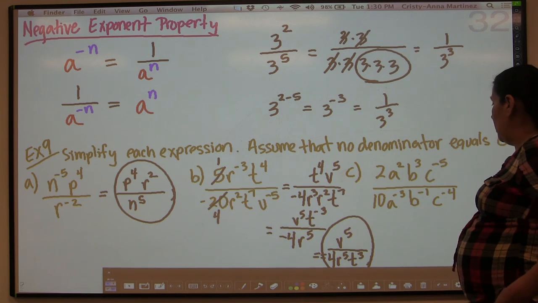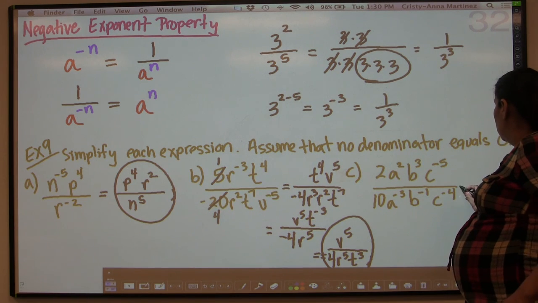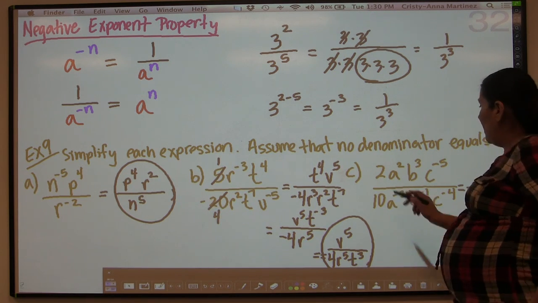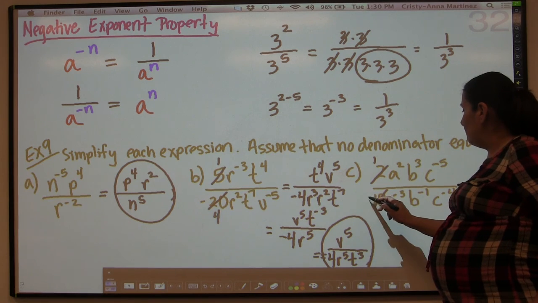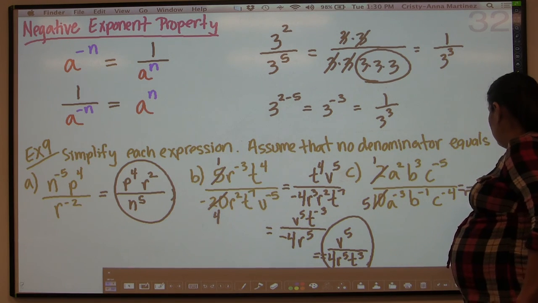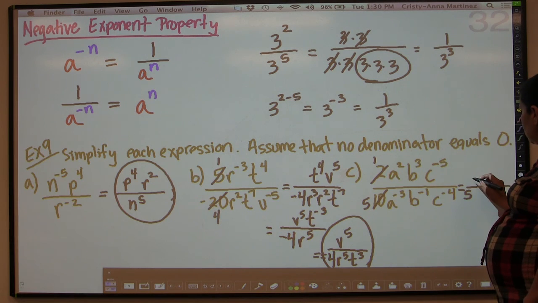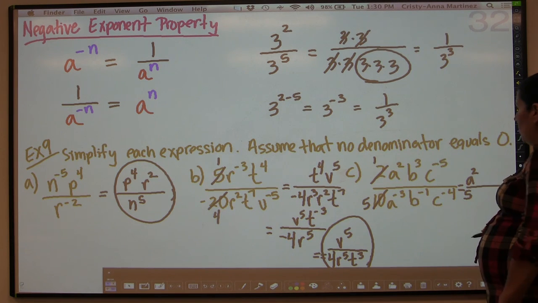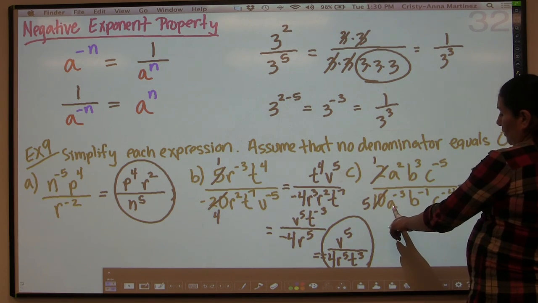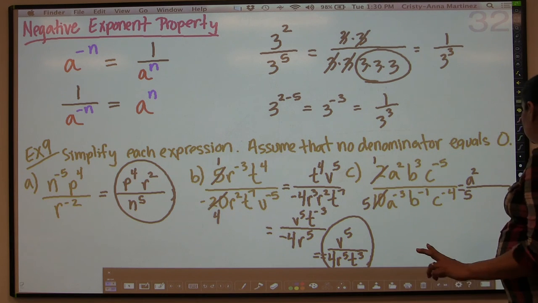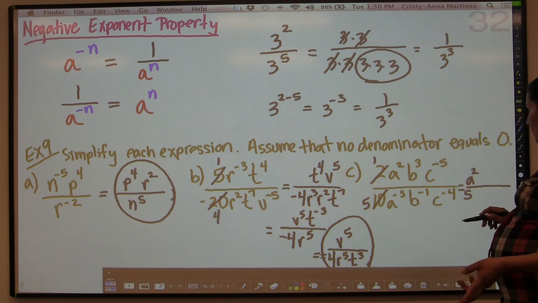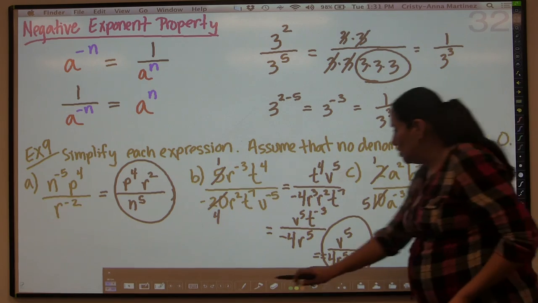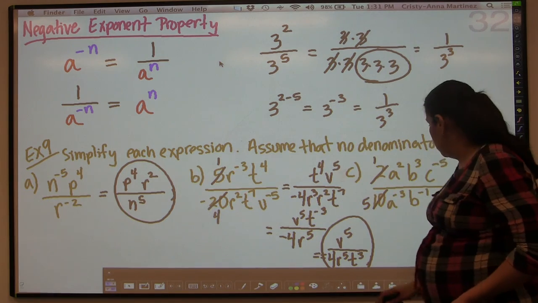In C, we do much the same thing. We're going to have 2 goes into 2 once, 2 goes into 10 5 times, so we're definitely going to have a 5 on the bottom still. We have a squared up here, but we also have a to the negative 3 down here. So there's 2 ways that you can do this. I didn't do this in the last one, but we can do it on this one. Show you a couple of different ways that you can do this.